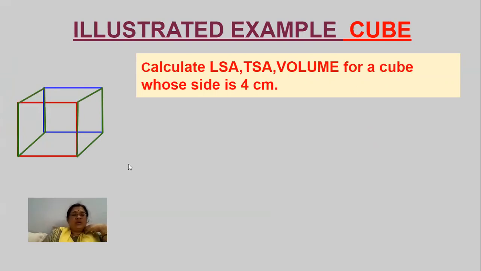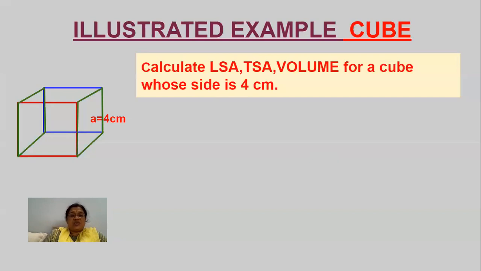This is a cube, and it is given that the side of the cube is 4 centimeters. See here, the side of a cube is 4 centimeters. And what it is asking us to find out is the LSA, TSA, and volume. For this, we have to know the formulae. Therefore, as I said previously, the mensuration topic is entirely based on formulae.